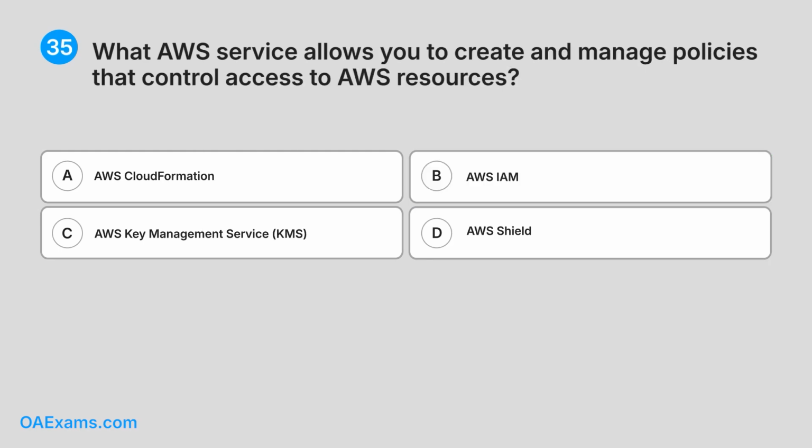35. What AWS service allows you to create and manage policies that control access to AWS resources? A. AWS CloudFormation. B. AWS IAM. C. AWS Key Management Service, KMS. D. AWS Shield. What do you think is the answer?